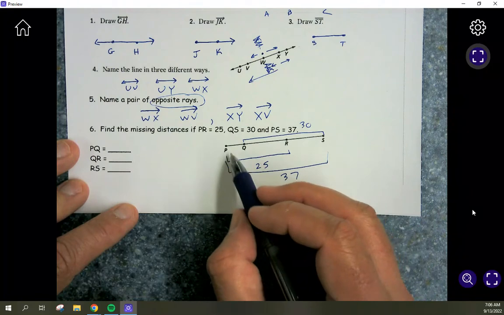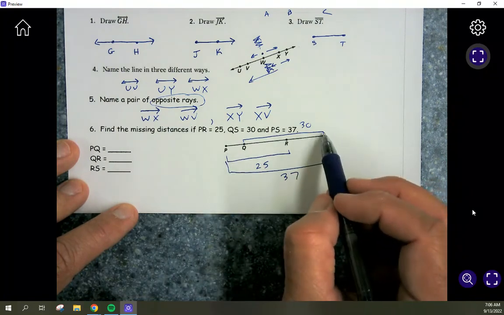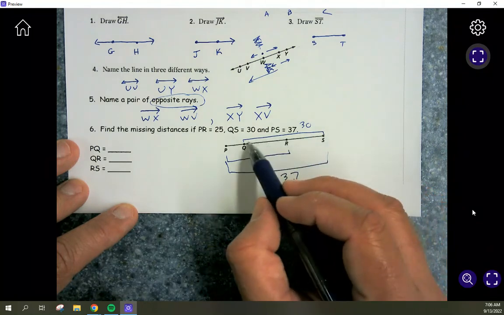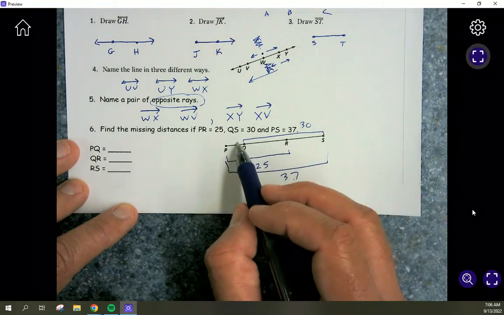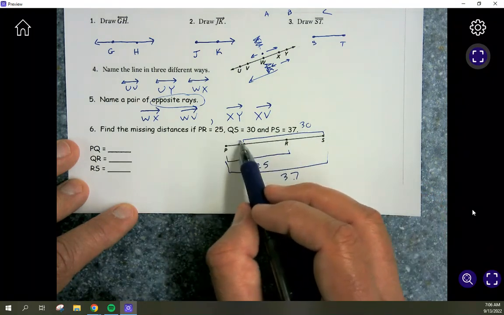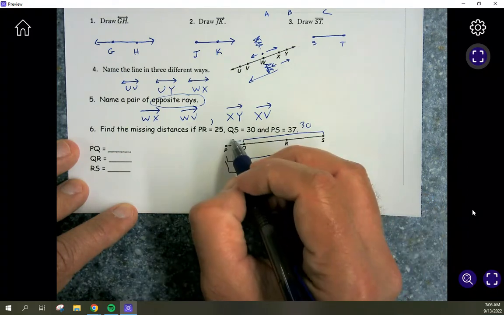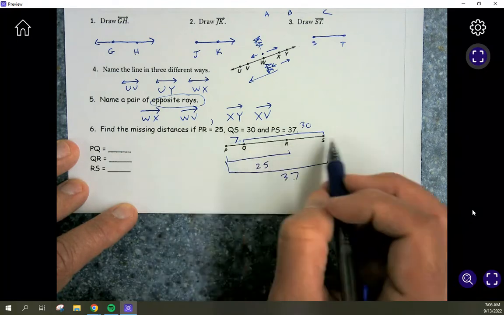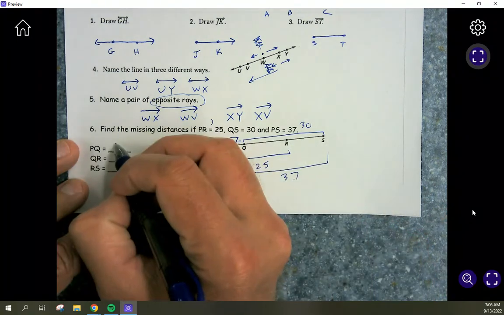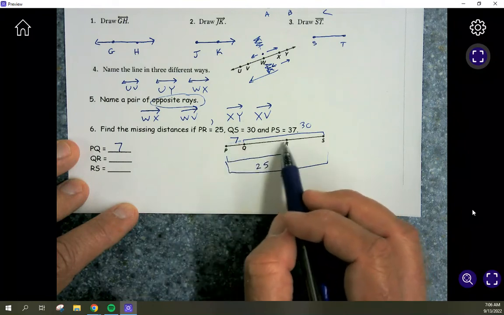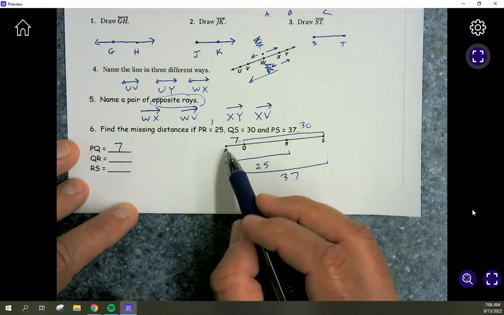So the first thing I notice is, okay, the whole thing's 37, and all of this is 30. So all I'm missing is this little piece right here, and I have all of it, which is 37. So if this is 30, this must be 7, so that together they make 37. So PQ is 7.